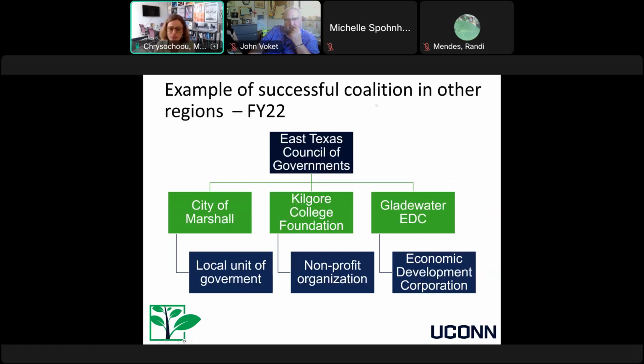Another example is from an entity in Texas. So the East Texas Council of Governments also had 3 members: the City of Marshall, that was a local unit of government, Kilgore College Foundation, that's a nonprofit organization, and Gladewater Economic Development Corporation, and Gladewater was another town. So this gives you a sense of another type of coalition that has a mix of different types of partners that range from towns to nonprofits to EDCs. And you can mix and match, and you can have a minimum of 2 and up to 4.